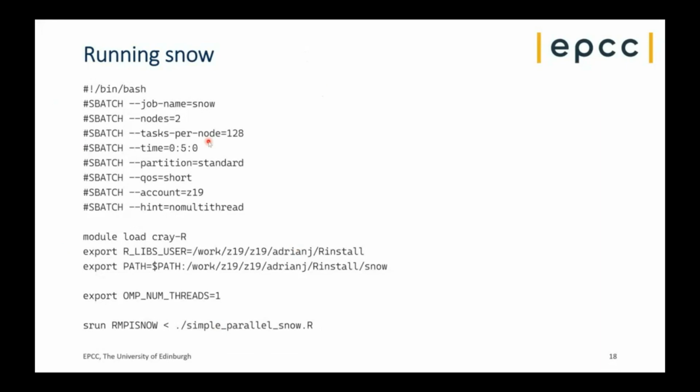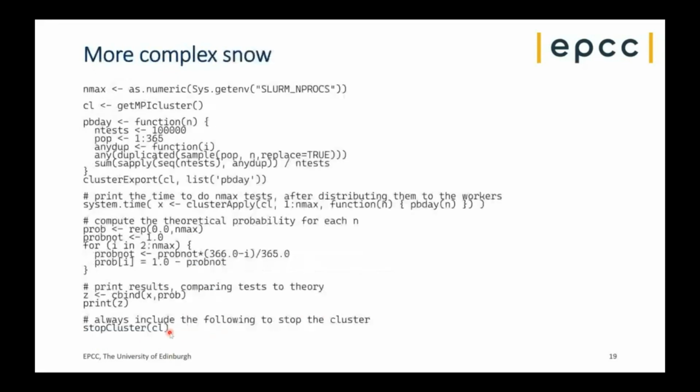We've got a standard batch system. We've configured how many nodes and how many tasks we want. We load the Cray R module. We set up our R lib and our paths, and then we can just do this here. So we have a simple parallel Snow program here. We srun and we use this RMPISNOW program to read that and run the program for us.